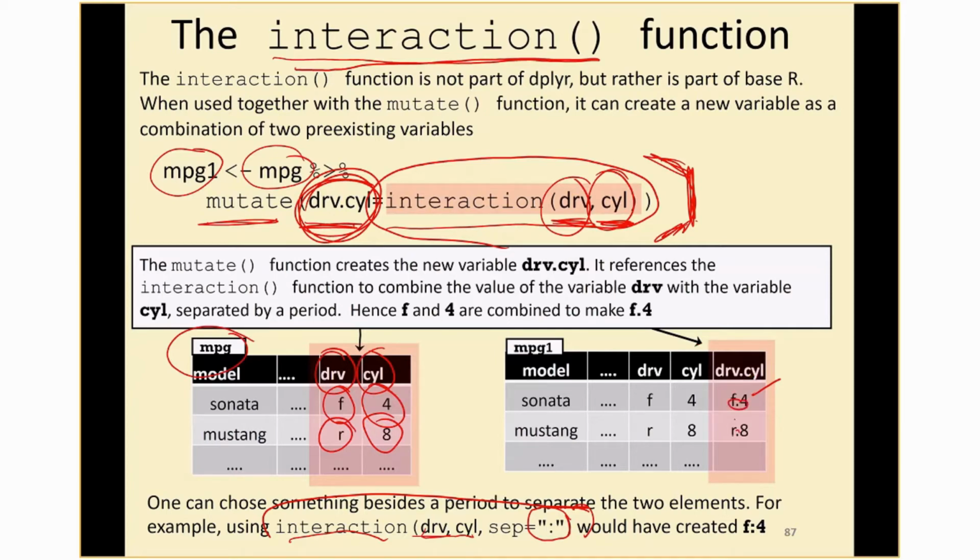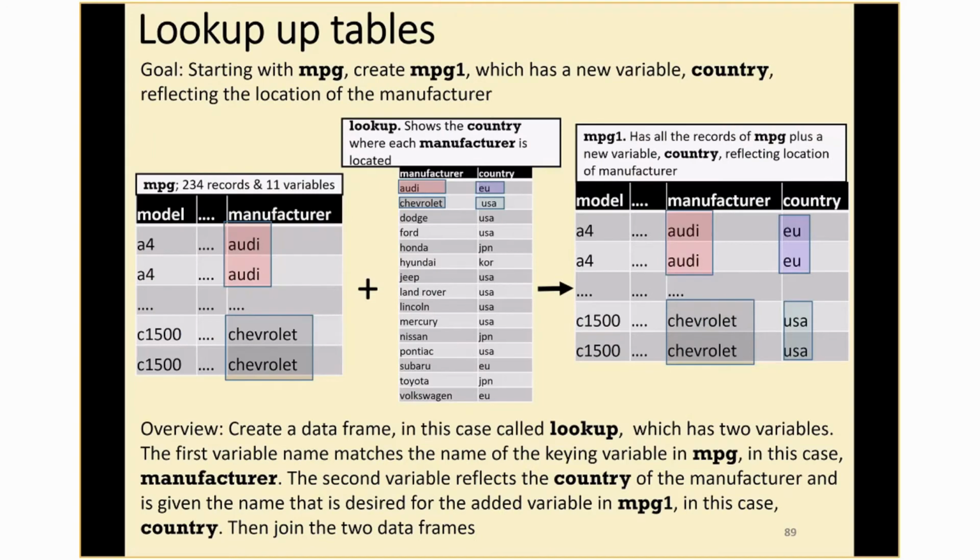Now, many of you have probably worked with Excel, and if so, you may have come across a really neat function in Excel, which is called the lookup table. And in this next series of slides, what I'm going to try to show is how we can replicate Excel's lookup function in R.